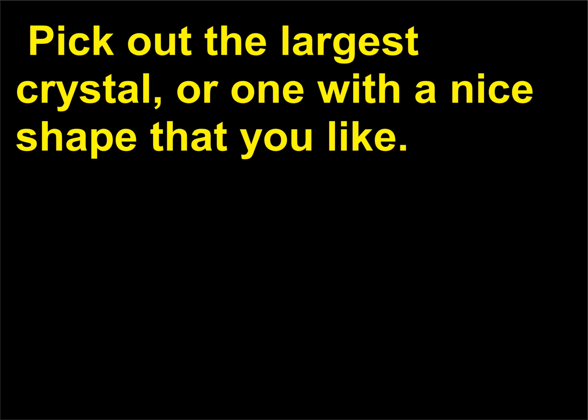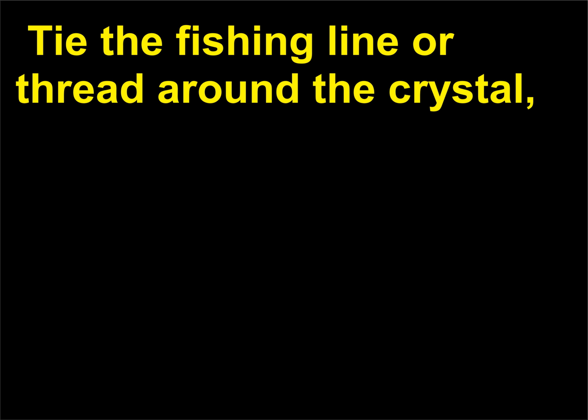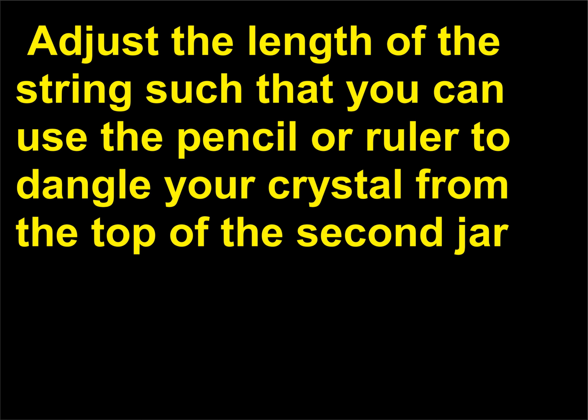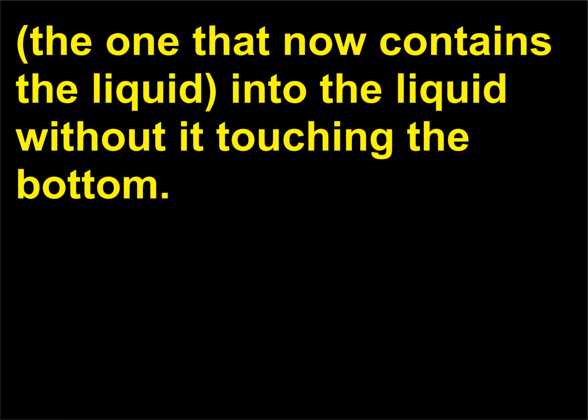Pick out the largest crystal, or one with a nice shape that you like. Tie the fishing line or thread around the crystal, and tie the other end of the line to a pencil, ruler, or other long flat object. Adjust the length of the string such that you can use the pencil or ruler to dangle your crystal from the top of the second jar, the one that now contains the liquid, into the liquid without it touching the bottom.